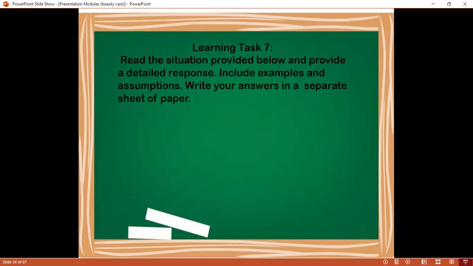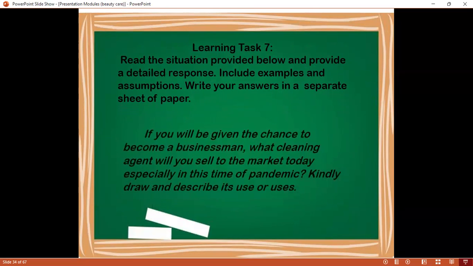For learning task 7, read the situation provided below and provide a detailed response. Include examples and assumptions. Write your answers on a separate sheet of paper. If you were given the chance to become a businessman, what cleaning agent would you sell to the market today, especially in this time of pandemic? Kindly draw and describe its use or uses.